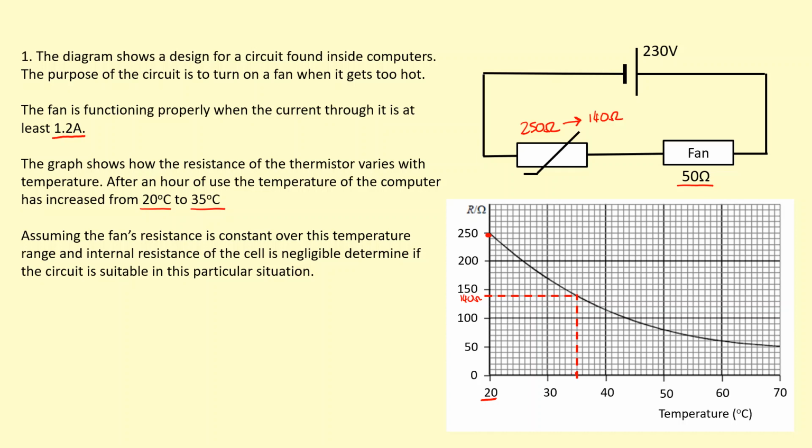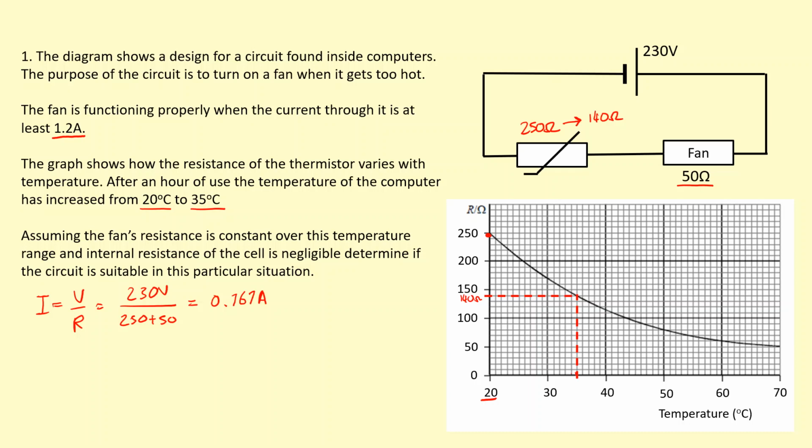Because it's a series circuit, let's check what's happening at 20 degrees. I'm going to use Ohm's law to figure out the current, V over R. At the start, the voltage is 230 volts, and the total resistance in the circuit is going to be 250 plus the 50 ohms, and that will give me a current of 0.767 amps, which isn't high enough to turn the fan on. So the fan isn't really working.